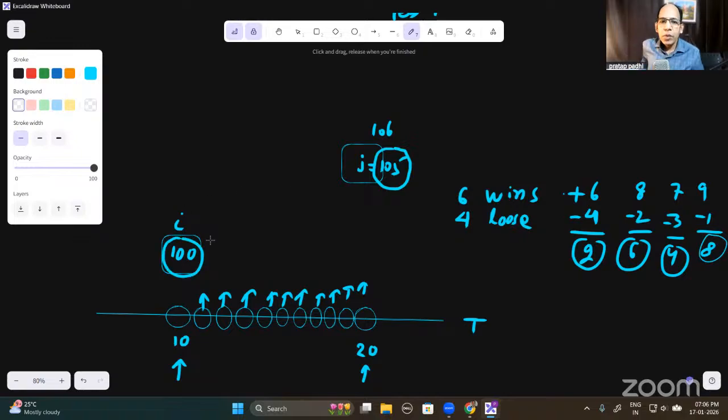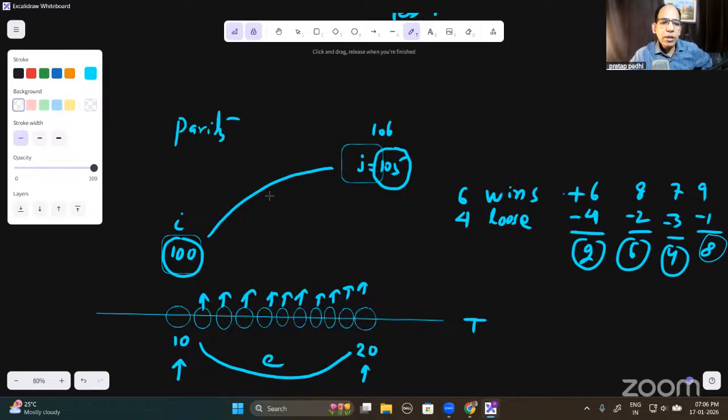It's impossible. So what you need to understand here is, if this is even, the difference should be even. That way we say mathematically the parity is the same. Parity means if this is even, this is even. If this is odd, this is odd.